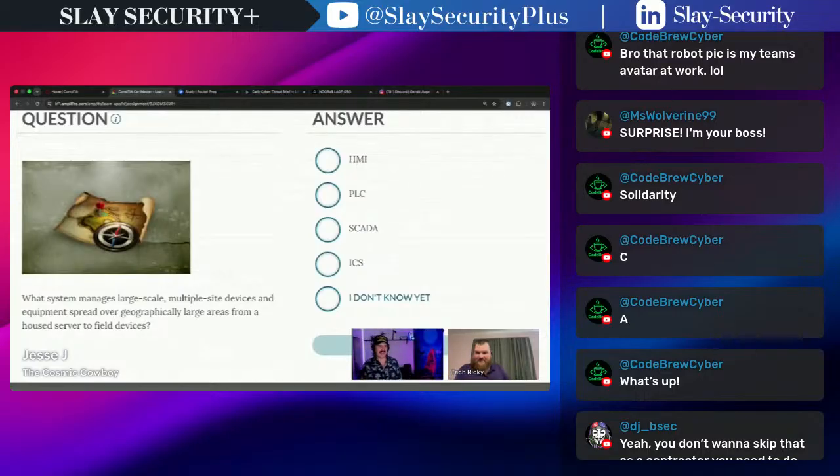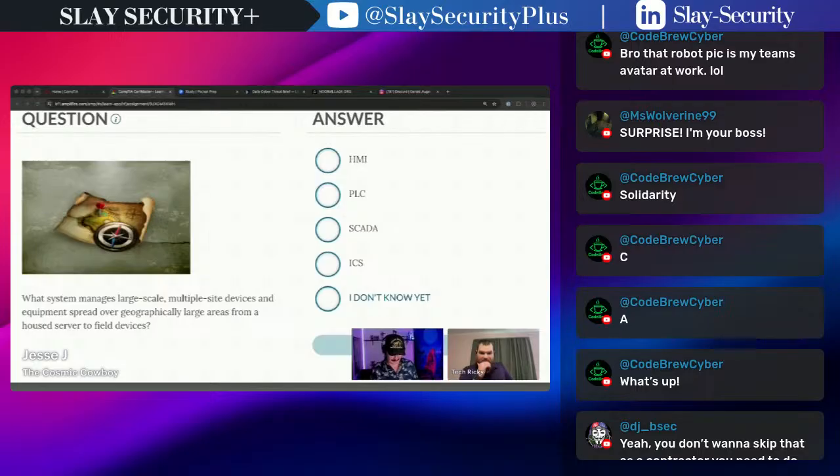What system manages large-scale, multiple-site devices and equipment spread over geographically large areas from a housed server to field devices? I think it's HMI because I don't think it's anything else. Or is it ICS? I'm not sure.